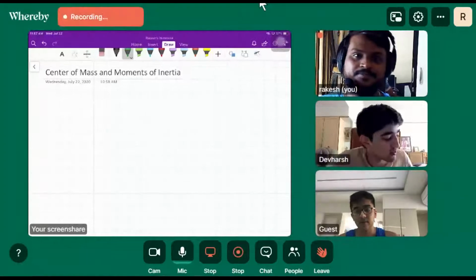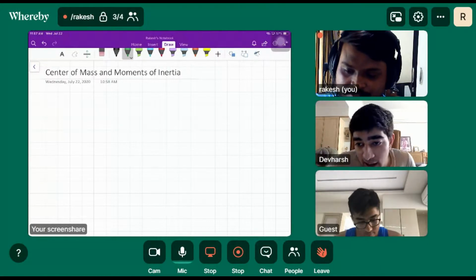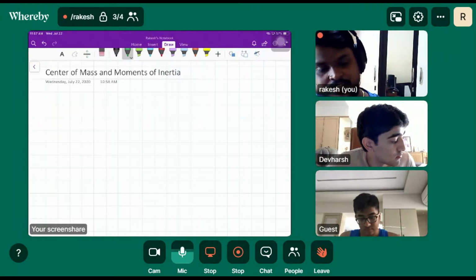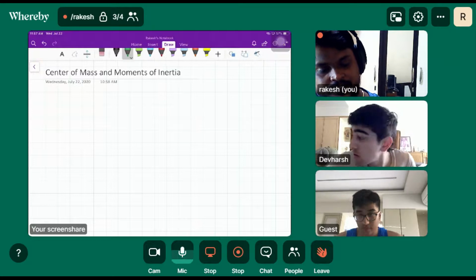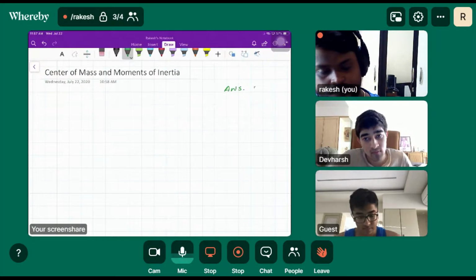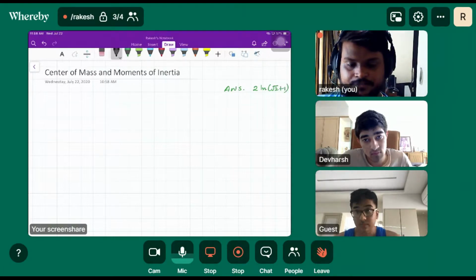I got an answer, sir. Okay, as pi ln 2 by 4. Is that right? Pi ln 2 by 4. Actually, see, I'm writing down the answer here. The answer is 2 ln(root 2 plus 1). Okay. Well, let me write the question as well.